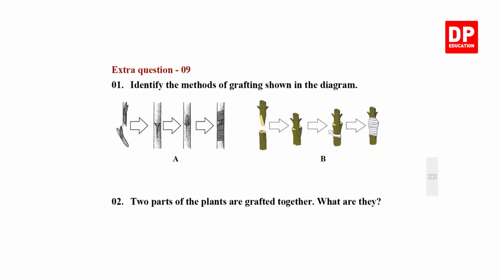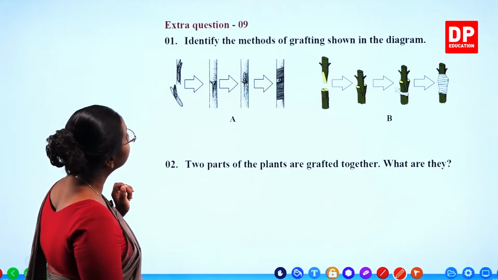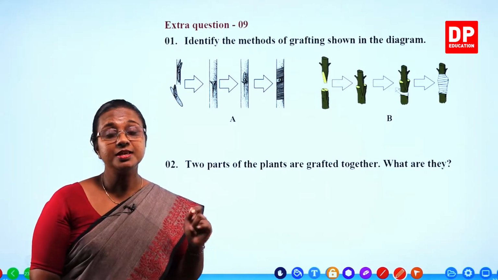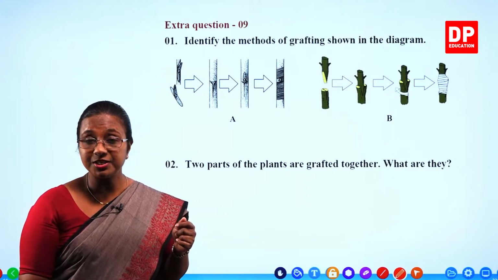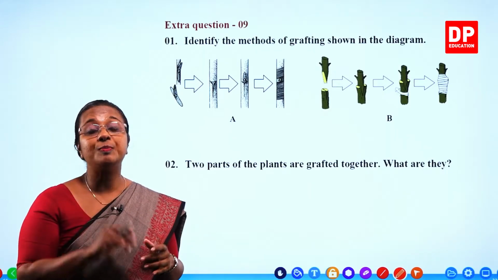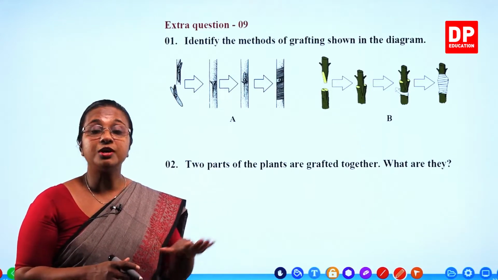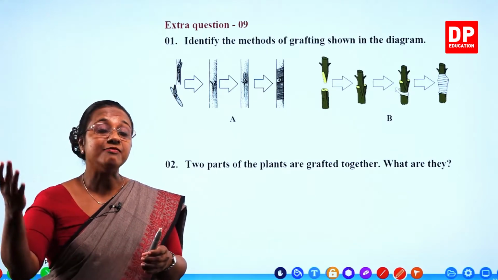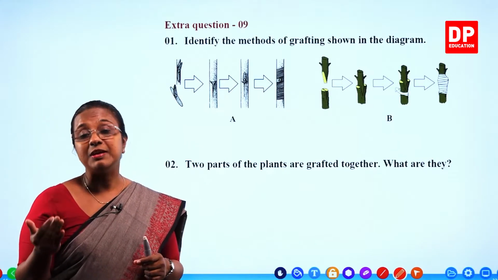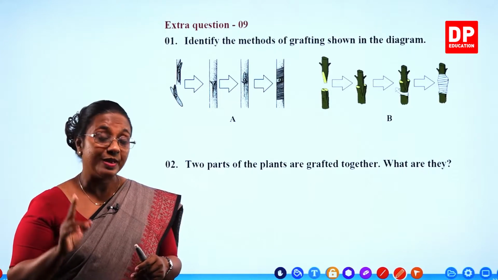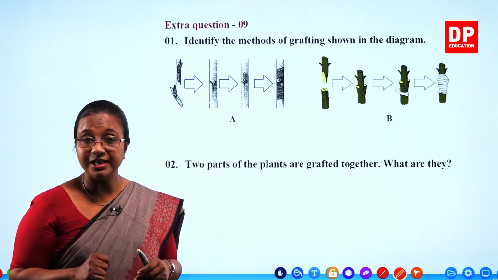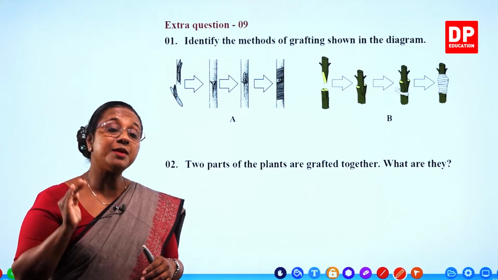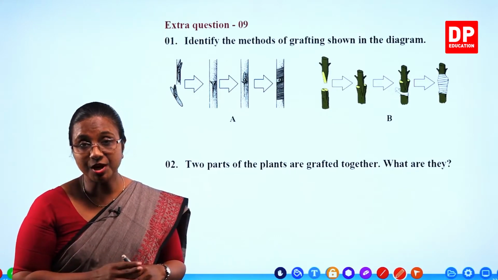Extra question. 9. Identify the methods of grafting shown in the diagram. So, what is grafting, students? It is an artificial vegetative propagation method where we use two plants, two parts. One is the stock that has a good root system. It is fixed to the soil itself, and we bring in the scion. Scion can be either a bud or a twig. So, based on that, there are two methods of grafting, bud grafting and twig grafting. And in that also, depending on the shape of the cut, we have different types of grafting.